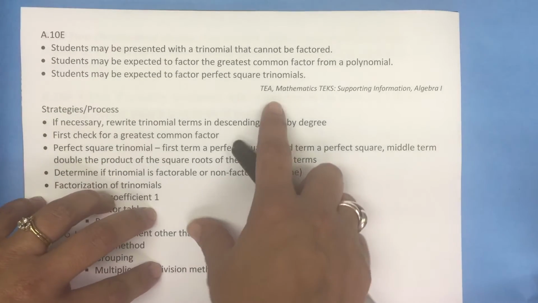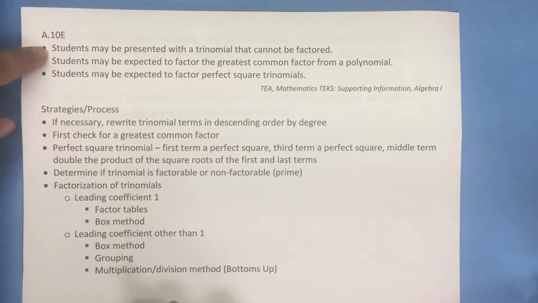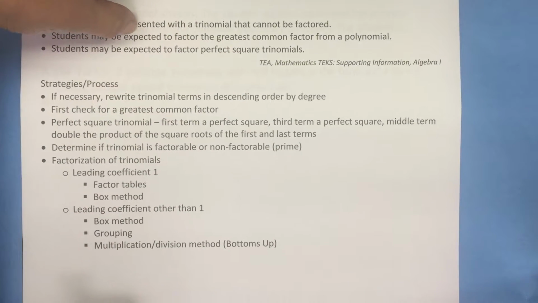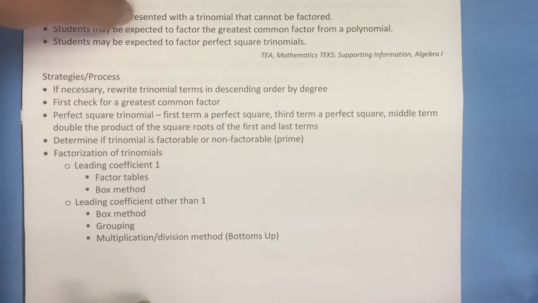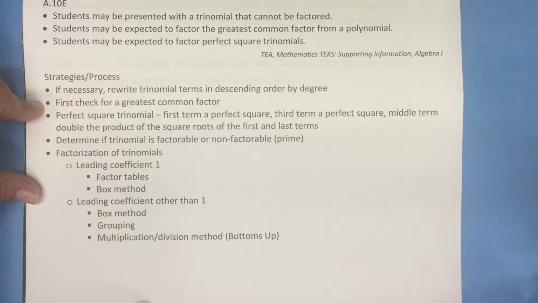This information comes from the Mathematics TEKS Support and Information document for Algebra 1. In that document, it says that students may be presented with a trinomial that cannot be factored. Students may be expected to factor the greatest common factor from a polynomial, and students may be expected to factor perfect square trinomials. So some strategies or a process to help when factoring trinomials is, first, you want to rewrite the trinomial if necessary. It needs to be in descending order by degree, so if it's not in that order, you need to rewrite it.